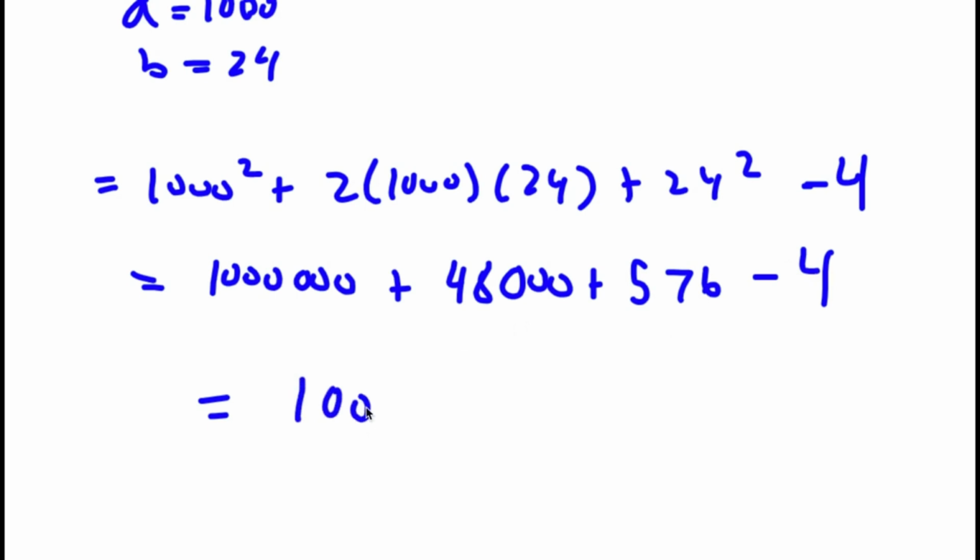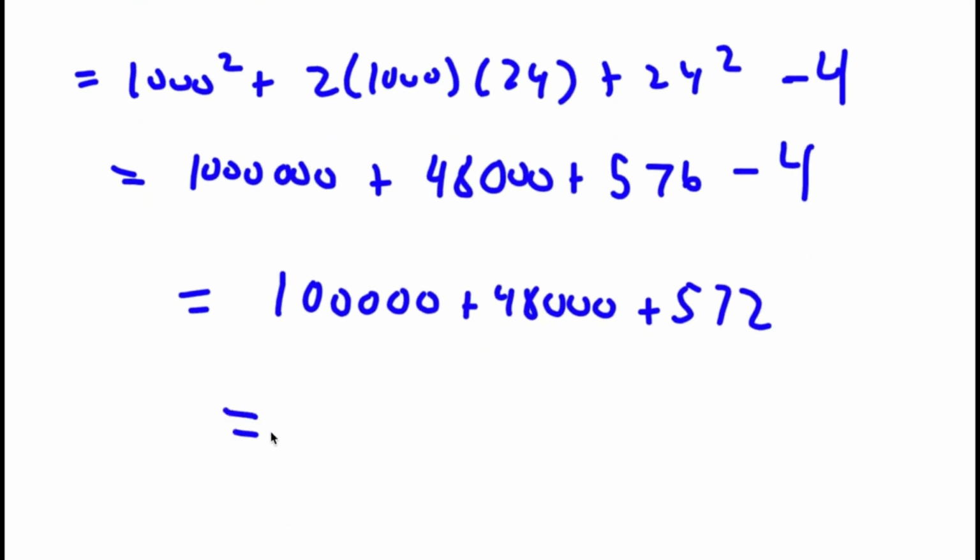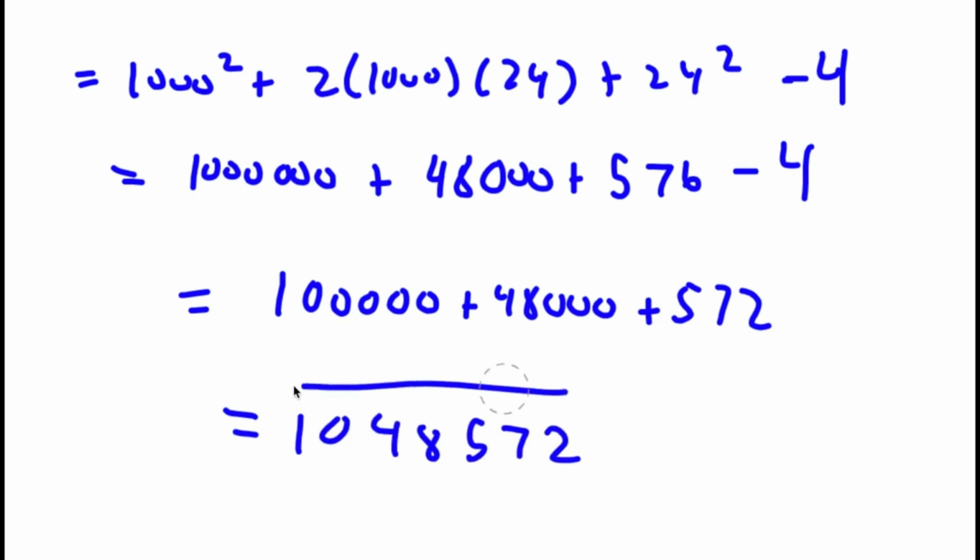So I have 1 million plus 48,000 plus 572. And this is equal to 1,048,572. So this is my answer.